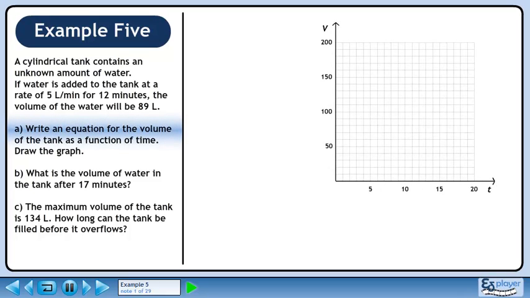A cylindrical tank contains an unknown amount of water. If water is added to the tank at a rate of 5 liters per minute for 12 minutes, the volume of the water will be 89 liters. In part A, we are asked to write an equation for the volume of the tank as a function of time. We will also draw the graph.